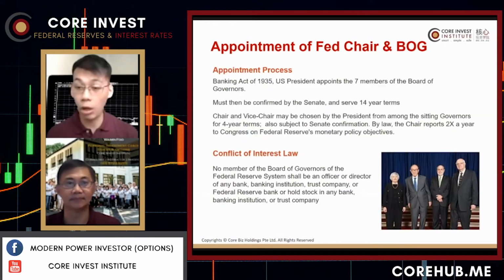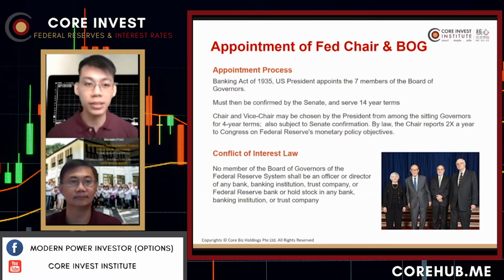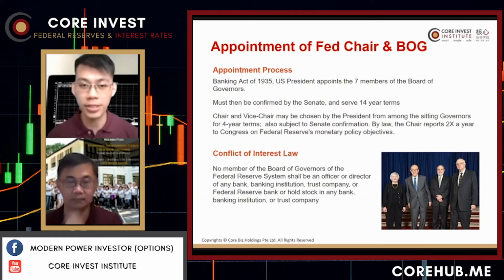So how does the appointment take place? Basically, we want to see the process. Since the Banking Act of 1935, the US President appoints the 7 members of the Board of Governors, who are confirmed by the Senate and serve a 14-year term. The chair and the vice chair may be chosen by the President from among the sitting governors for 4-year terms, and are also subject to Senate confirmation.